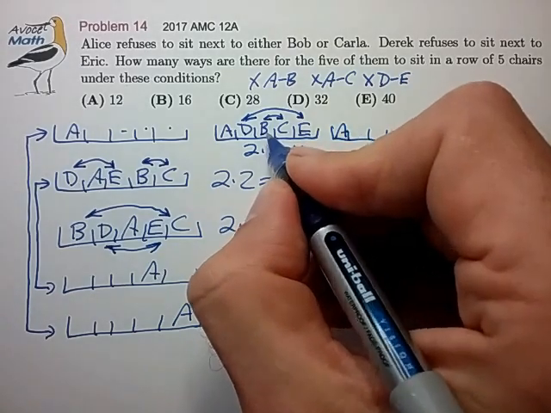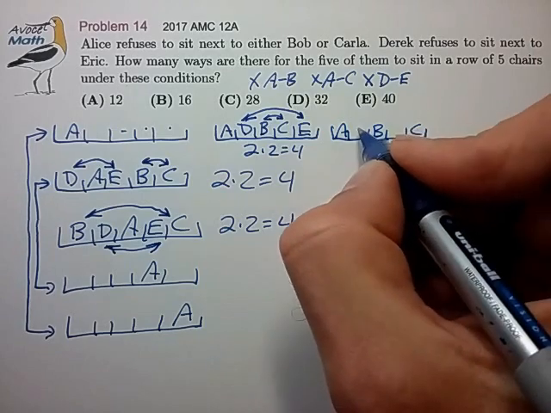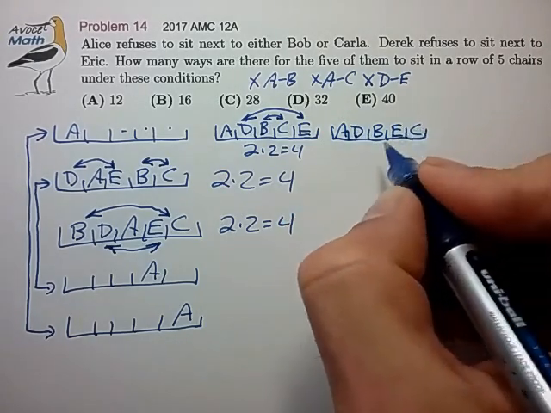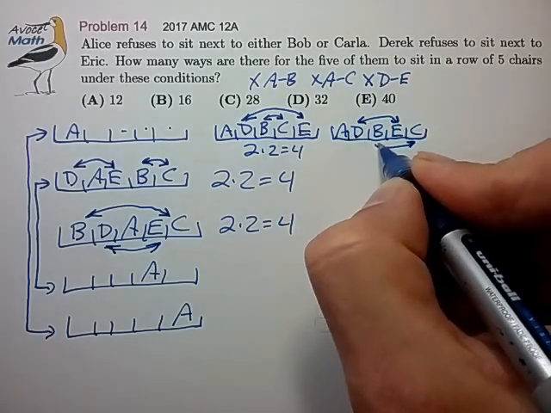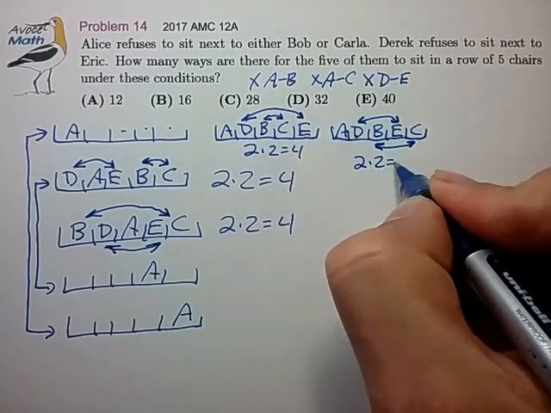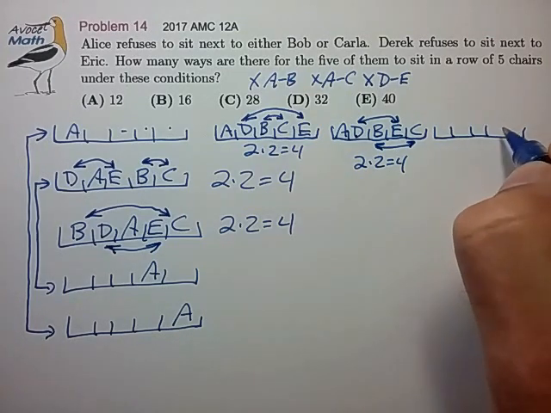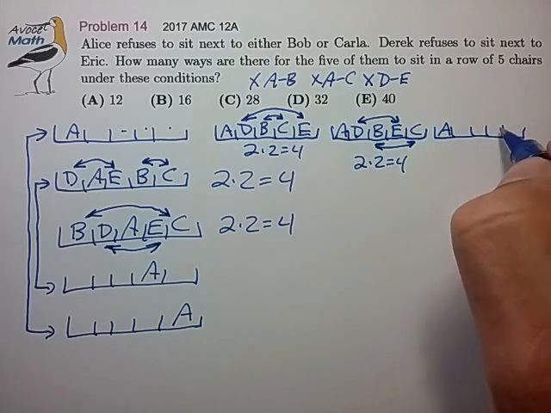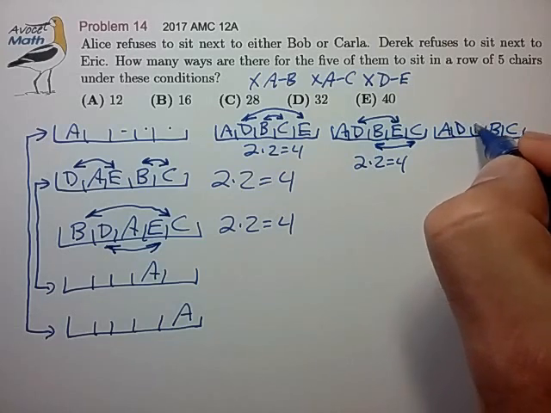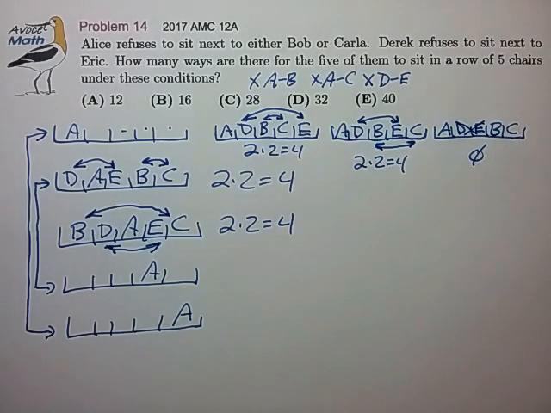Let's try the case where B and C are in positions 3 and 5. That forces D and E to be in these locations. Again, we can swap these to find 2 times 2, 4 possible cases there. And finally, if we place B and C at the end, that forces D and E to be together, and that's not allowed, so that's 0 for this final subcase.